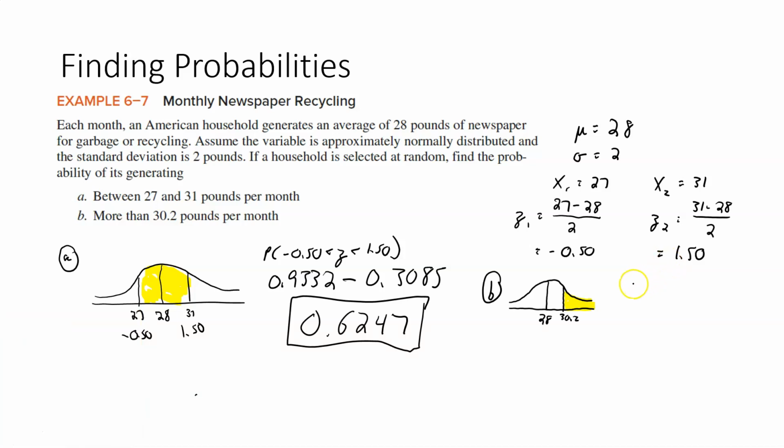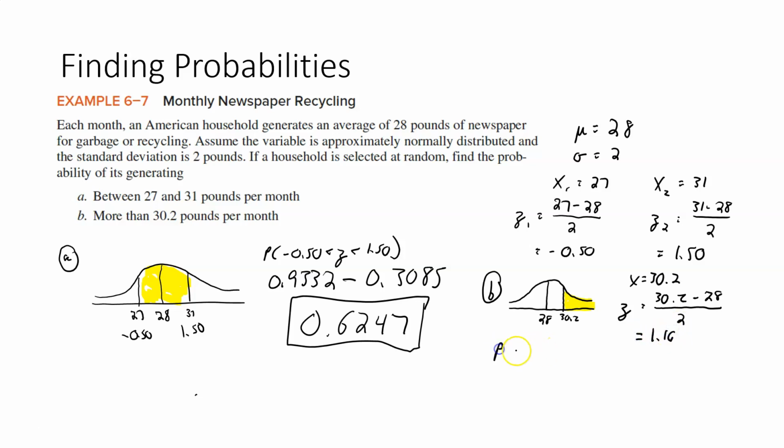So x here is 30.2. So z is equal to 30.2 minus 28 all over 2. Hammer that in my calculator. Should be 1.2, but I'll make sure. Or 1.1, 30.2 minus 28 divided by 2. It is 1.10.